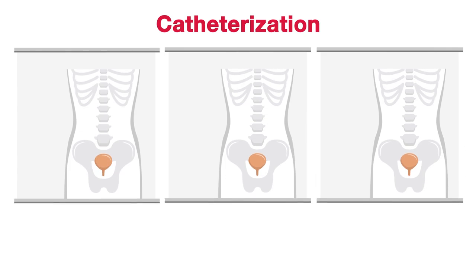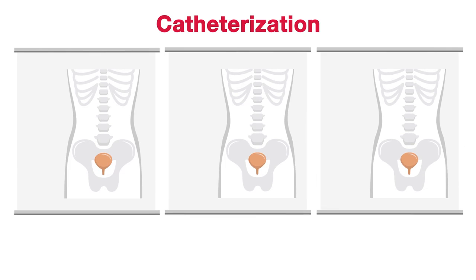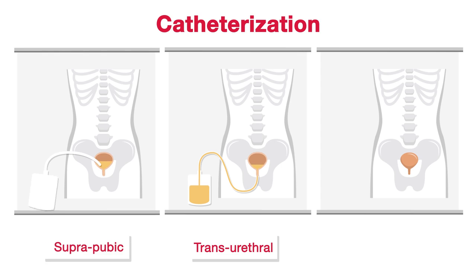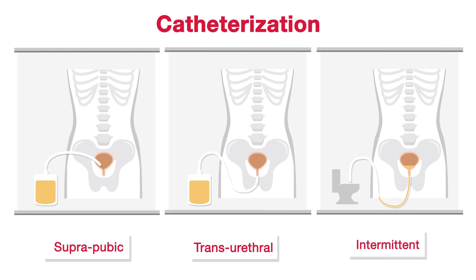Catheterization can generally be done in 3 ways for medium or long-term management. Transurethral indwelling catheterization: the catheter is inserted into the bladder via the urethra. Suprapubic indwelling catheterization, where the catheter is inserted into the bladder through the abdominal wall in the area above the pubic bone. And intermittent catheterization, where the catheter is inserted into the bladder via the urinary tract and is removed when the bladder has fully drained.